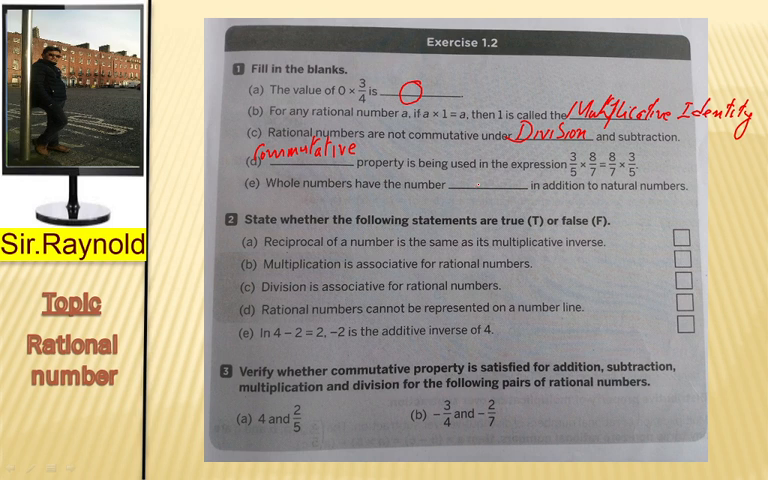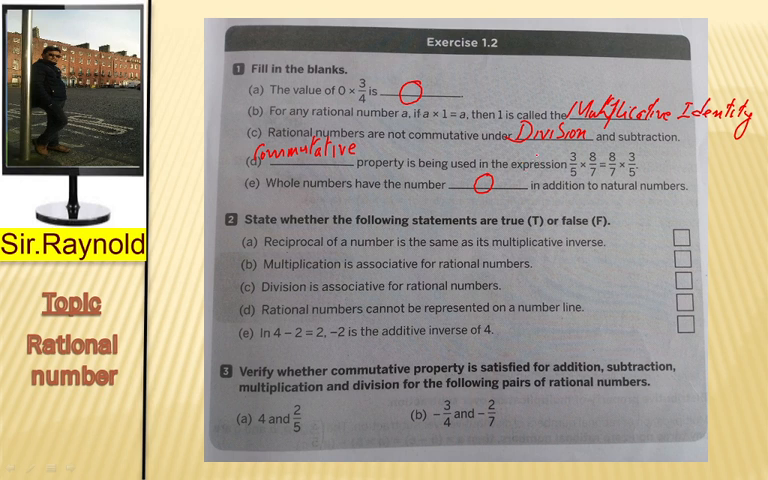Next, in number E we get: whole numbers have the number dash in addition to natural numbers. Remember, natural numbers are 1, 2, 3, 4, 5, 6 like that. But what is the other number which will make whole numbers? You know this, it is 0. If you put 0 along with 1, 2, 3, then these are called whole numbers. All right, so this is about fill in the blanks.